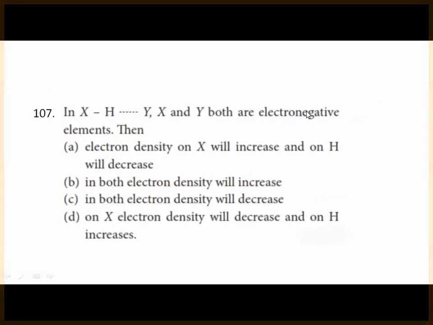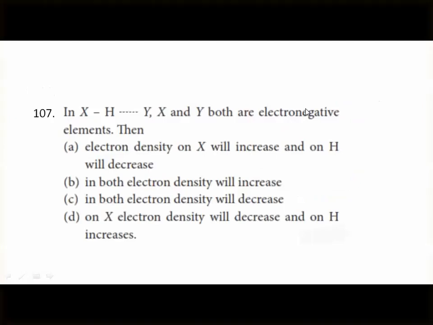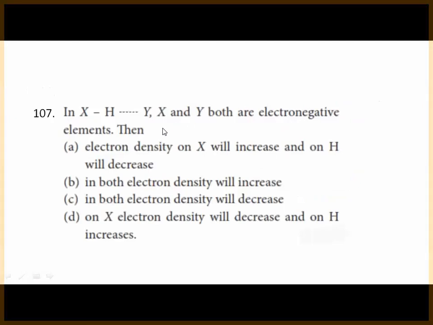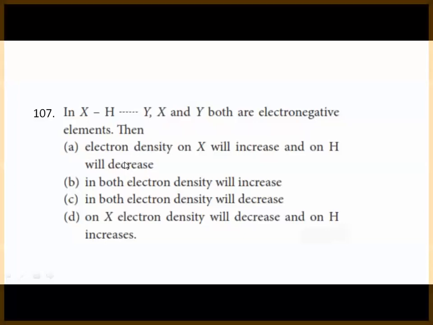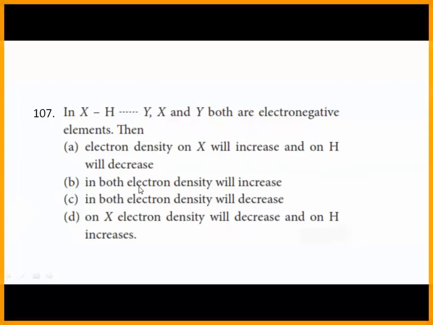Next question. In X-H...Y, X and Y both are electronegative elements, then what is the correct option? Electron density on X will increase and on H will decrease. In both, electron density will increase, or it will decrease. X density decreases, H increases. Which is the correct option?